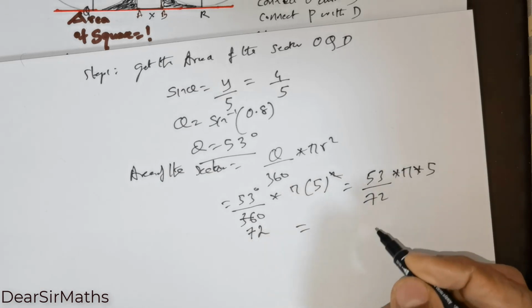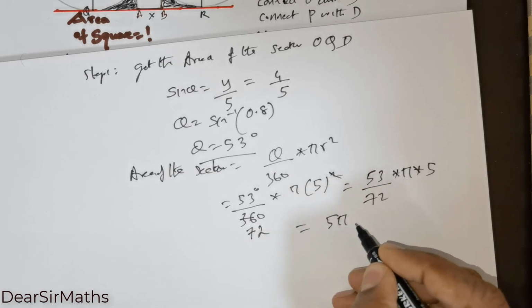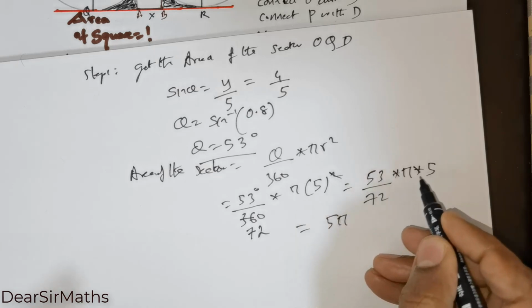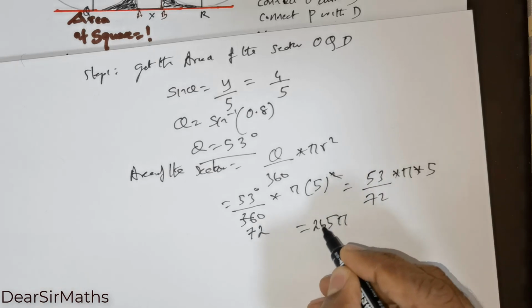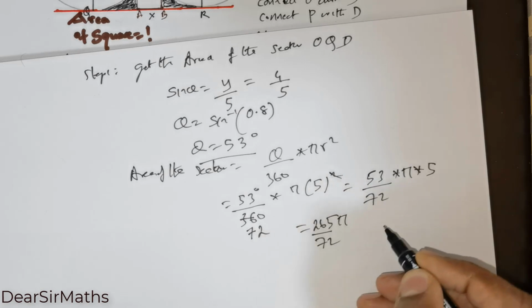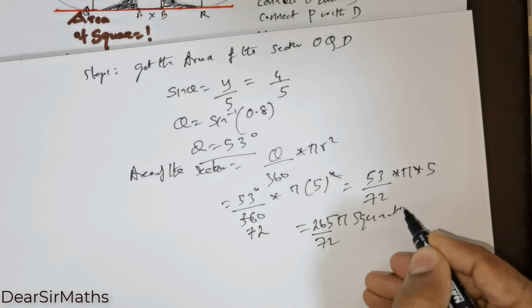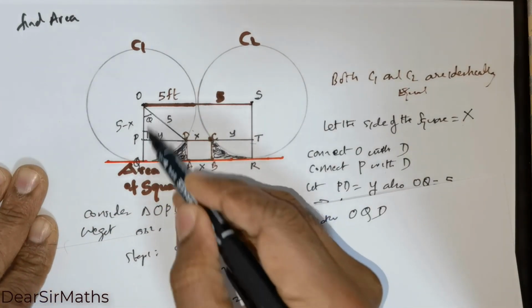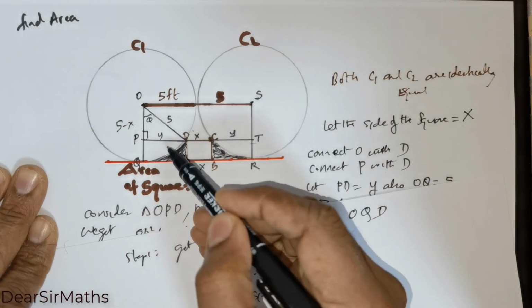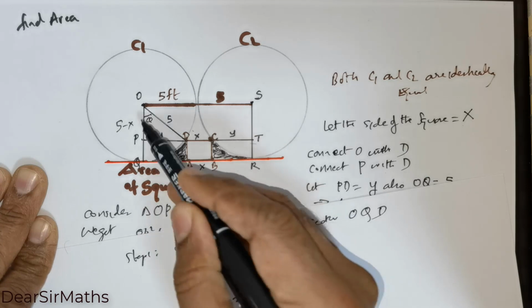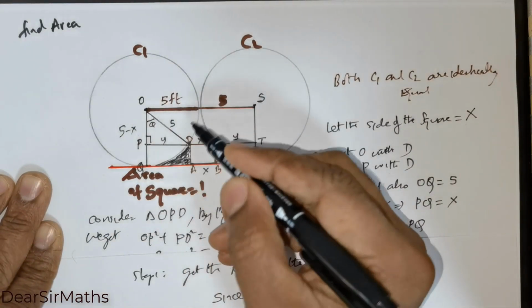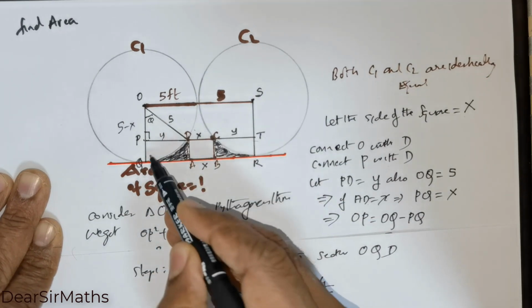Now if you want, you can actually multiply. 5 3s are 15, 1 25, 26. So 265 pi divided by 72 square units. This is the area of the sector. Now this is the entire area. From this area I want to take away the area of the triangle. Now if I take away the area of the triangle, I would get this region, right?